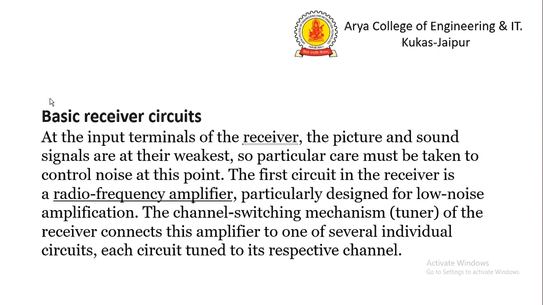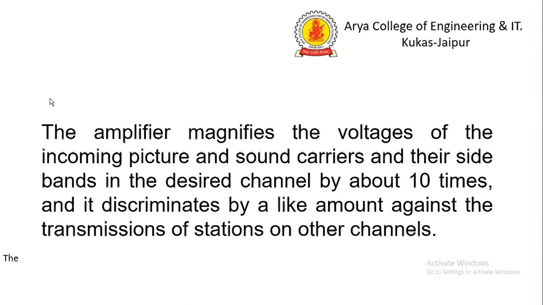The channel switching mechanism of the receiver connects the amplifier to one of several individual circuits, each circuit tuned to its respective channel. The amplifier magnifies the voltage of the incoming picture and sound carrier and their sidebands in the desired channel by about 10 times, and it discriminates by a like amount against the transmission of a station on other channels.